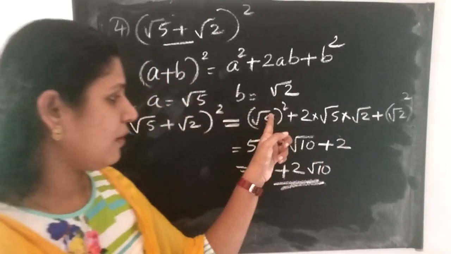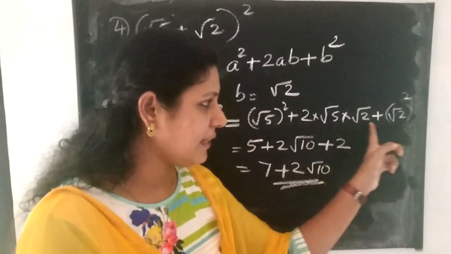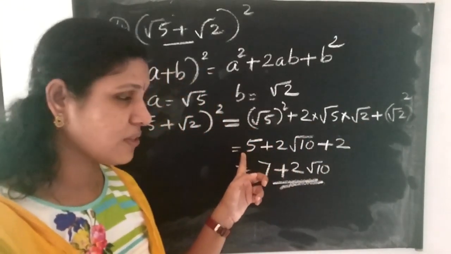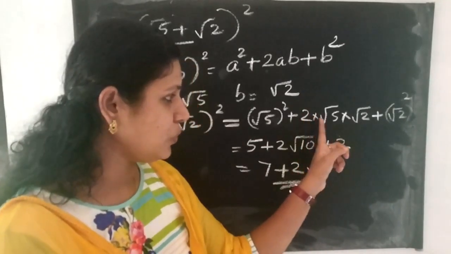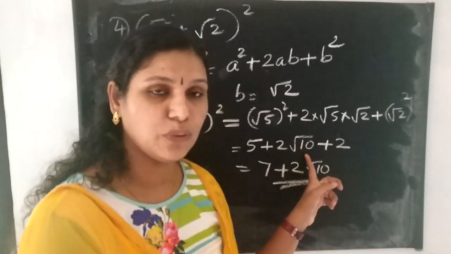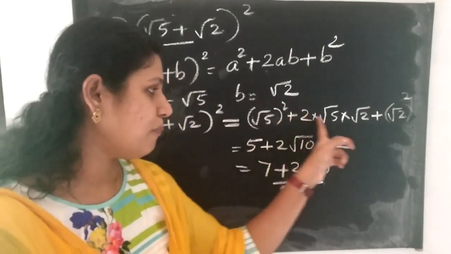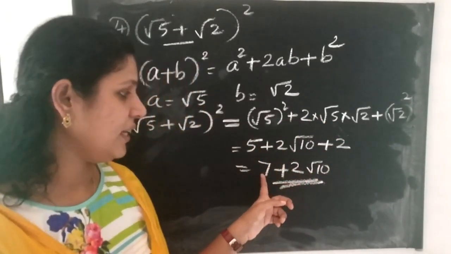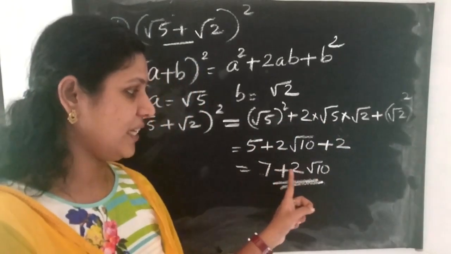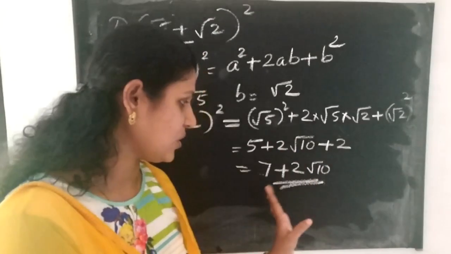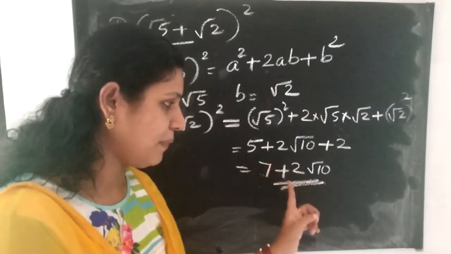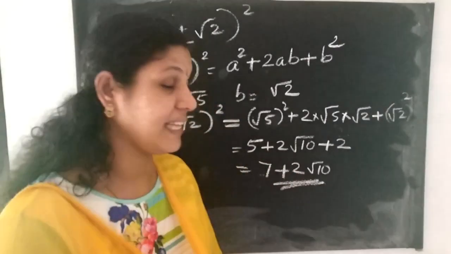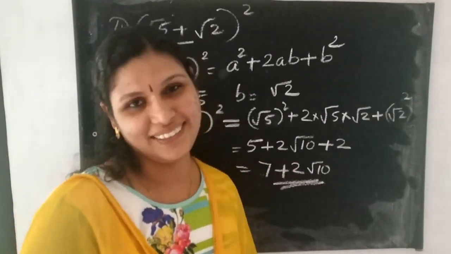Okay. We expand this. Root 5 square we get 5 and root 2 square we get 2. 2 into root 5 into root 2 is 2 root 10. So 5 plus 2 is 7, so 7 plus 2 root 10. There is no like term. So we finalize that 7 plus 2 root 10 is the answer. Okay, understood.